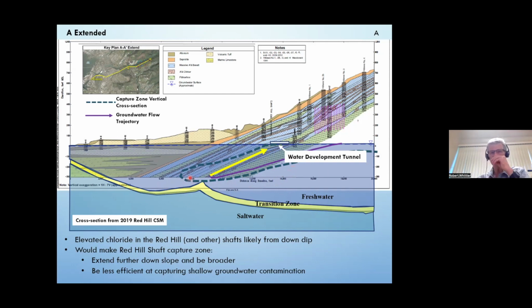But implications for Red Hill would include a capture zone that extends much further downslope than would typically be modeled. Also, it'd be much broader. But one of the more critical points would be that the Red Hill shaft would be much less efficient at capturing shallow groundwater contamination.